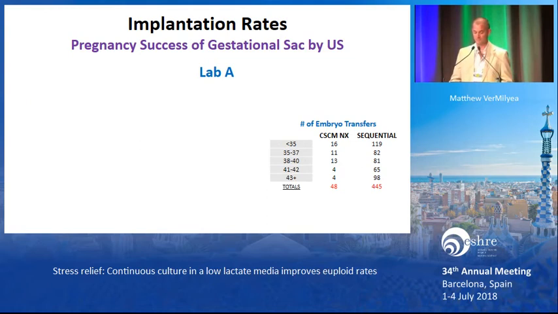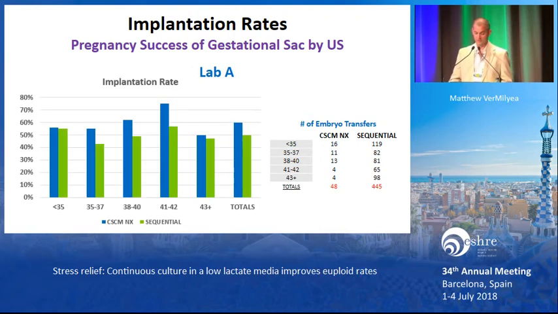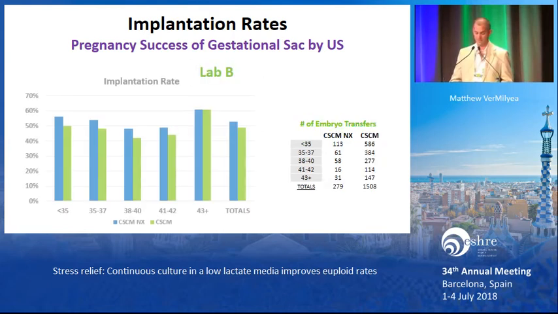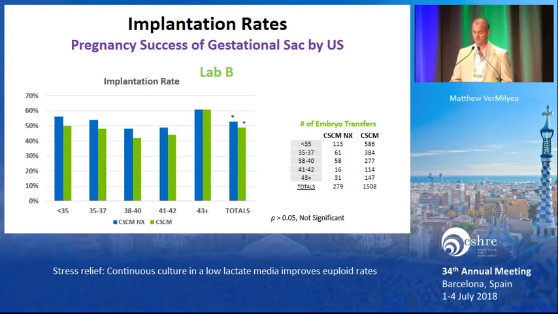Now keep in mind, the only difference made was a change in culture media. Our culture system was exactly the same. Stimulation protocols were very, very similar between the two systems. So by simply changing out the culture media, we did see a difference. Now looking at implantation rates, between sequential and low lactate, we did see a significance in Lab A with implantation potential from embryos grown in the low lactate. And we saw a similar but not significant, ongoing trend in Lab B for implantation potential.